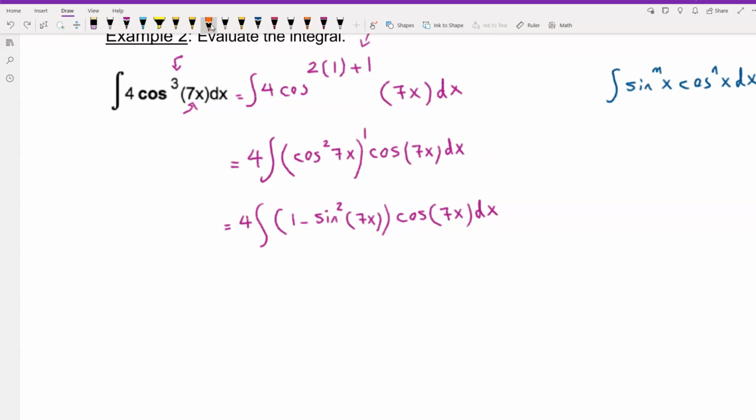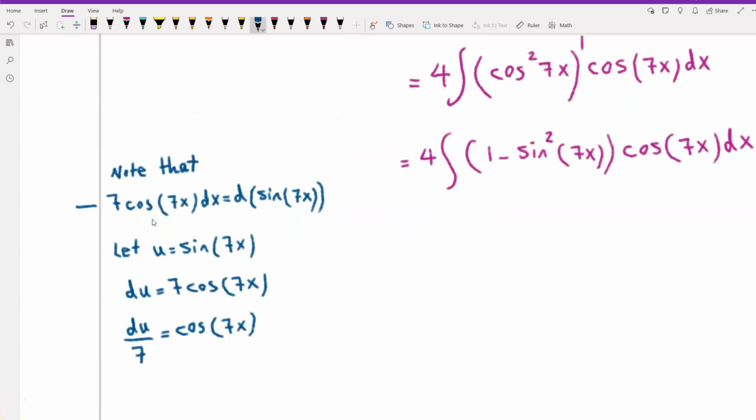we have 4 times the integral of cosine squared 7x times cosine, here is power 1. So when we have 2 plus 1, power 3. So we have cosine squared times cosine times dx, but here instead of x we have 7x. And then instead of cosine squared we have to use 1 minus sine squared. It doesn't matter what we have for that part. So cosine squared 7x is 1 minus sine squared 7x multiplied by cosine 7x times dx.